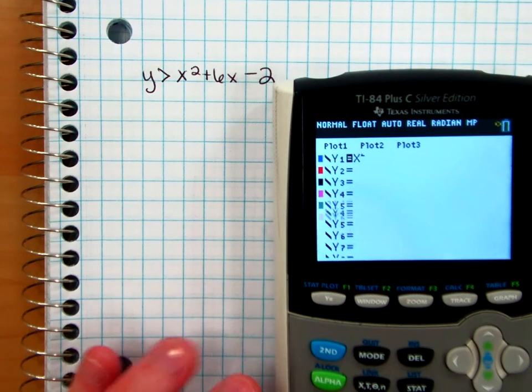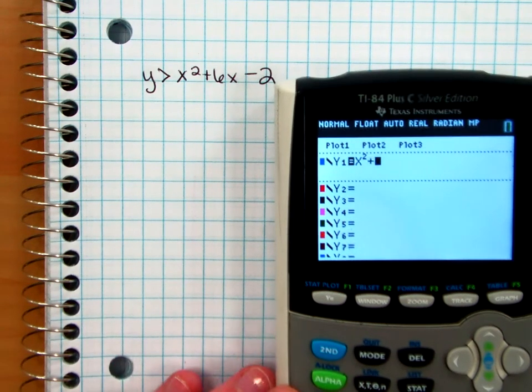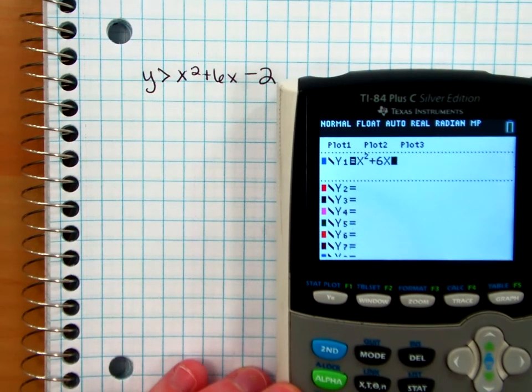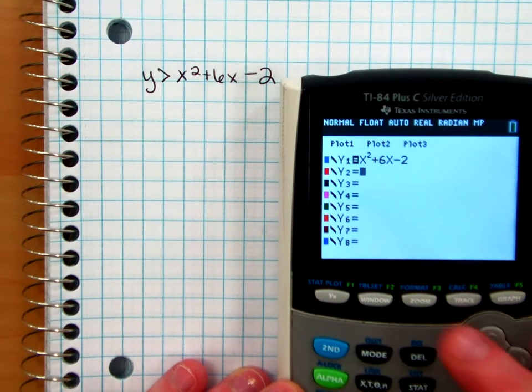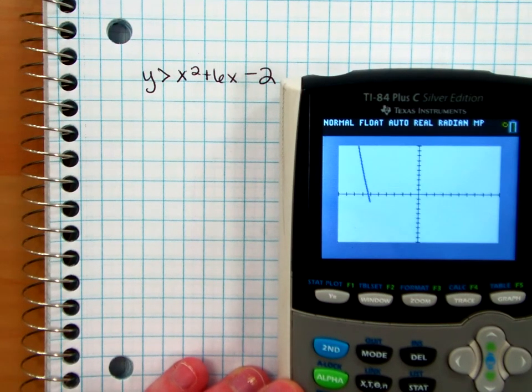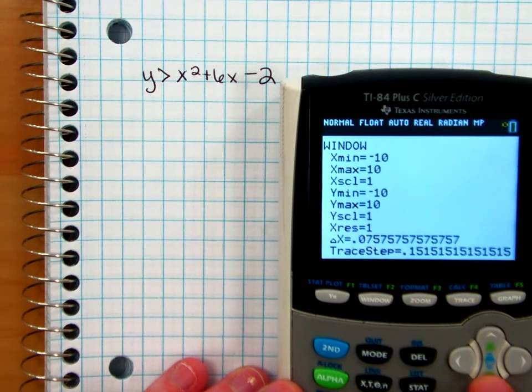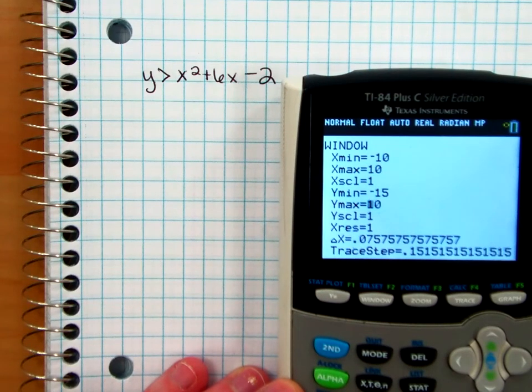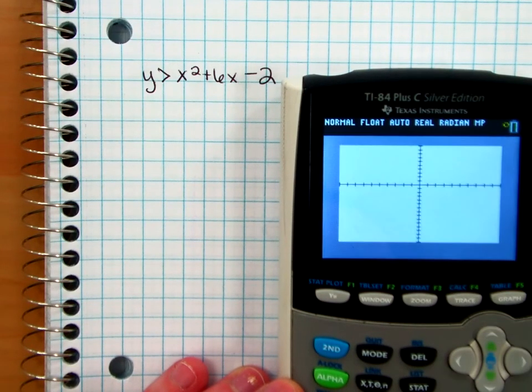So I have x squared plus 6x minus 2. I'm going to do zoom 6, standard, to see if it actually shows up on my graph nicely. Now I don't see that vertex, so I'm going to change my window. I'm going to go down to window, and I'm going to change my y min, because that's my scale going up and down, to -15, and see if I can see it then. Hit graph.